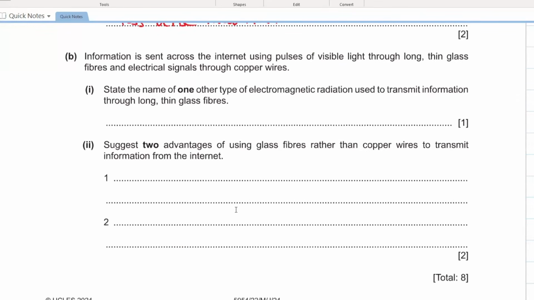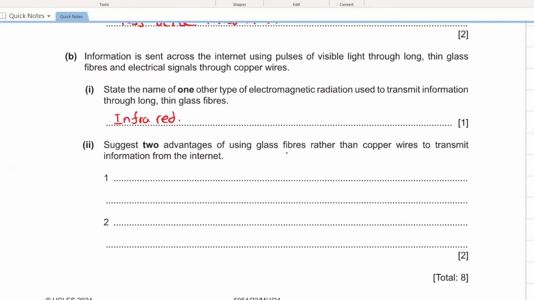Information is sent across the internet using pulses of visible light through long thin glass fibers and electrical signals through copper wires. State the name of one other type of electromagnetic radiation used to transmit information through long thin glass fibers. भाई ये कौन सी रेडिएशन है जिससे हम ट्रांसमिट कर सकते हैं इंफॉर्मेशन? इंफ्रारेड.